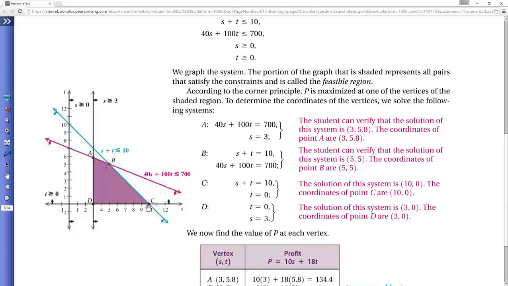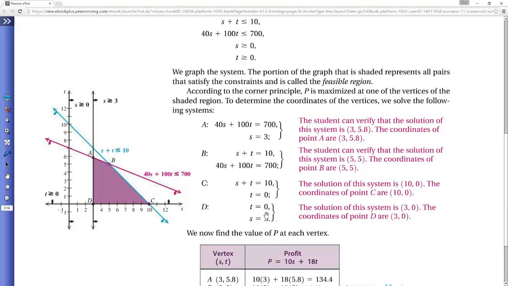For this point C, we have the equation s plus t equals 10 and t equals 0. So here's this line right here. Remember, t needs to be greater than or equal to zero, so that border line is t equals 0. We get an ordered pair for that one of (10, 0).